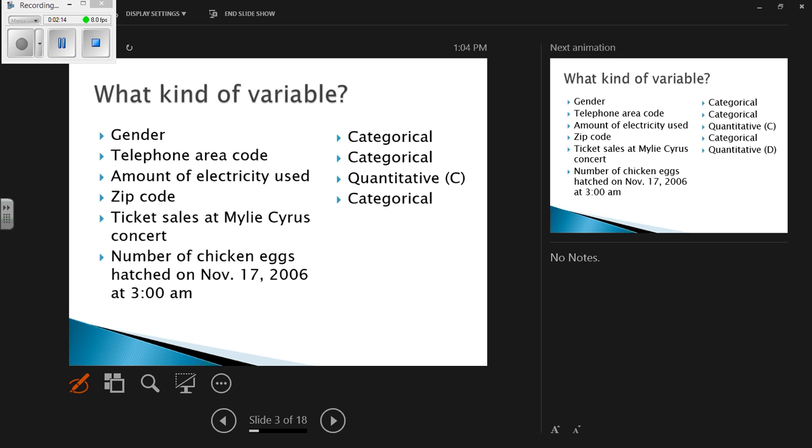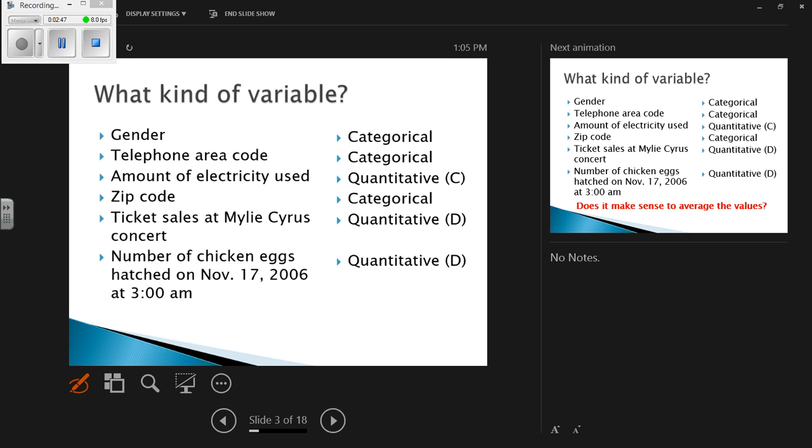Ticket sales at a Miley Cyrus concert. Now here's one that takes on a numeric value, and it's a certain set number. There's a finite number, right? They could sell 100 tickets, 101 tickets, but you can't sell 101.2 tickets. So here's a quantitative that's discrete. Number of chicken eggs that hatch on this particular day, at this particular time. Again, this is a quantitative value, and it's discrete because you can have 12, 13, 14, but you can't have 13.6 eggs that hatch that day.